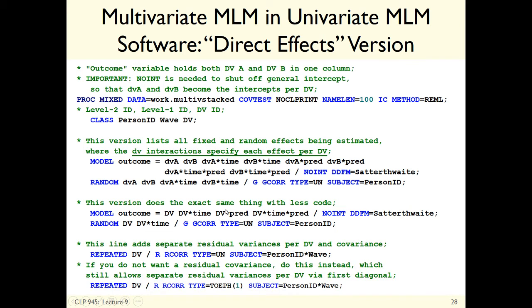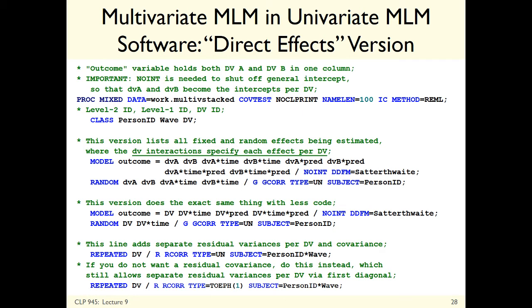This is the one I was thinking of. Then repeated. There's one thing to not screw up. Subject. It used to just be person when we had repeated. Now it's person by wave, because we are defining the lowest level here as the unique combination of occasion and person. So what is repeated is DV at each occasion. So we have DV as the thing that's repeated.